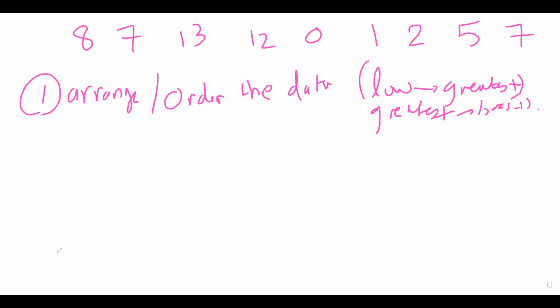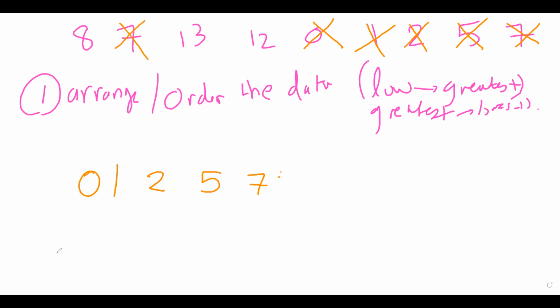Don't forget, if you don't order the data, you didn't solve it correctly. Let's start to order them from the least number. What is the least number here? 0, 0, 0, 0, 1, 2, 1, 2, 2, 5, 5, 5, 7, 7, 7, 7, 8, 8, 12, 12, 13, and 13.